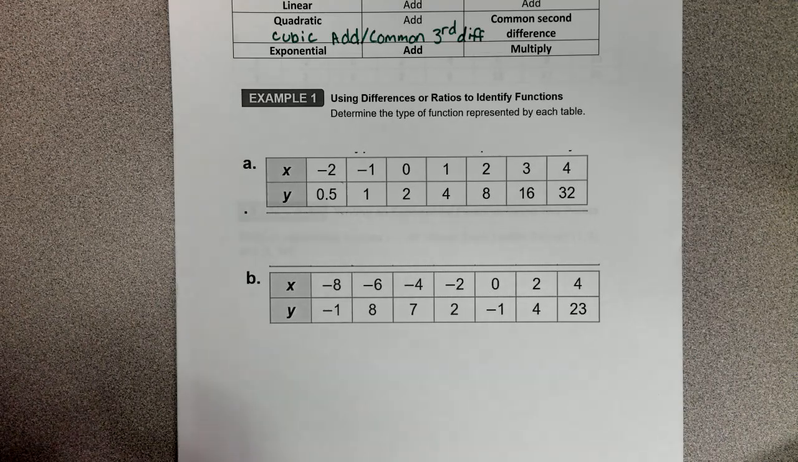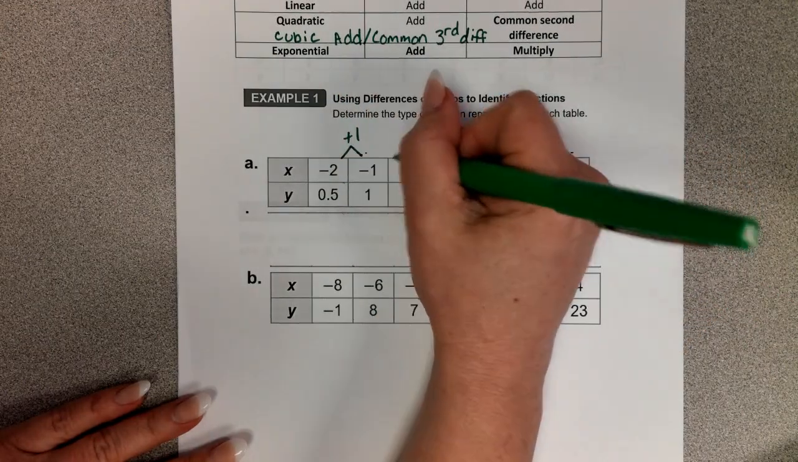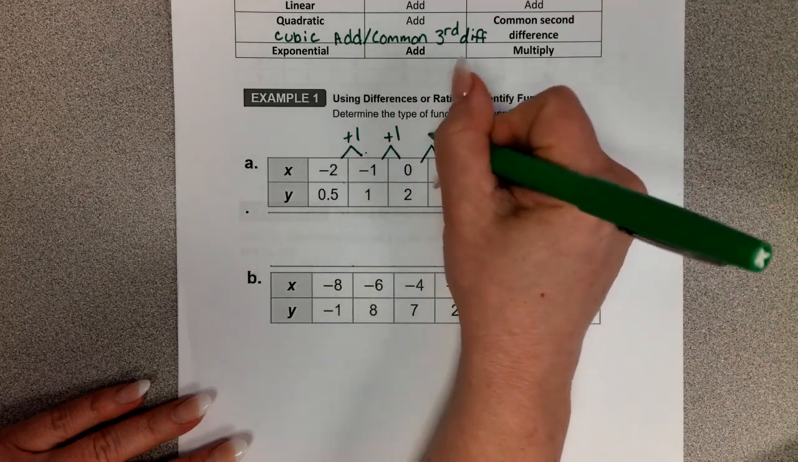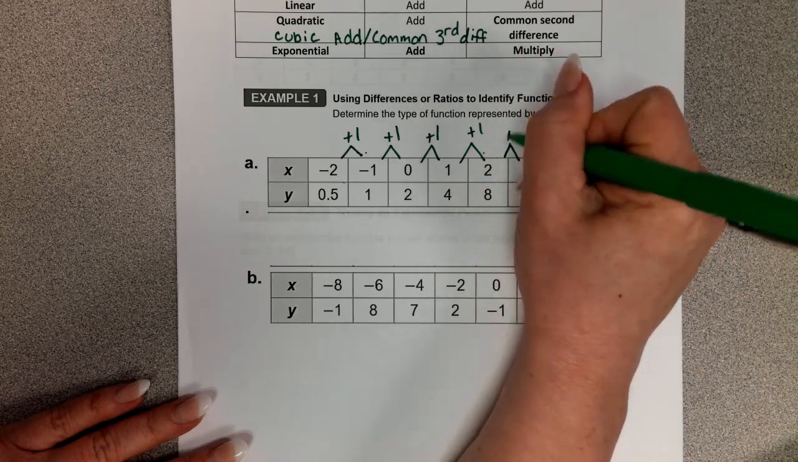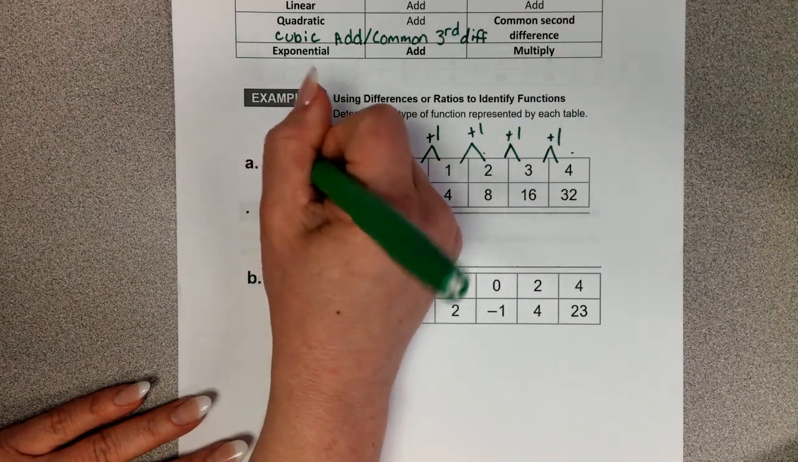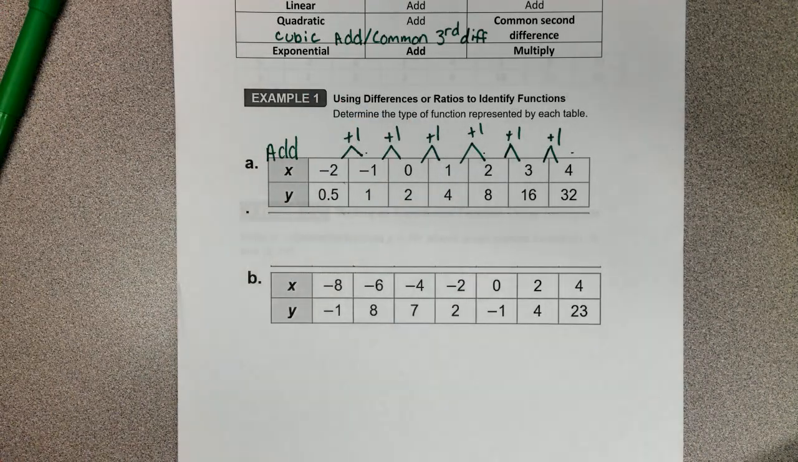So first I'm going to check my input to see if there's some sort of regular addition there. So from -2 to -1, I need to add 1. If I add 1, I go from -1 to 0. If I add 1, I go 0 to 1, and I would add 1. And so it looks like I have regular addition in my input. Okay, so since there is regular addition in my input, I can look at the output and find the pattern.